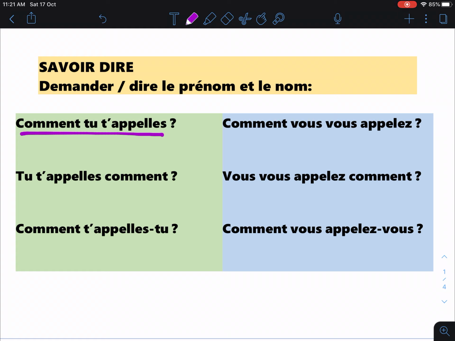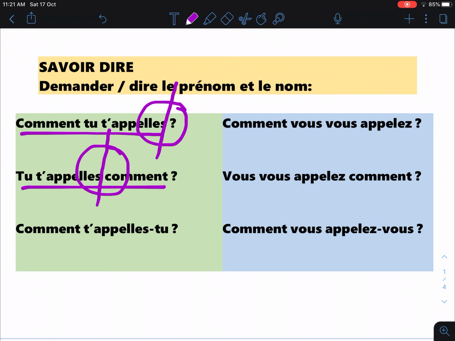Tu t'appelles comment. Again, I repeat that. The first one, comment tu t'appelles. The S here is silent. Tu t'appelles comment. The S here is also silent. Comment t'appelles-tu? The S here is silent.